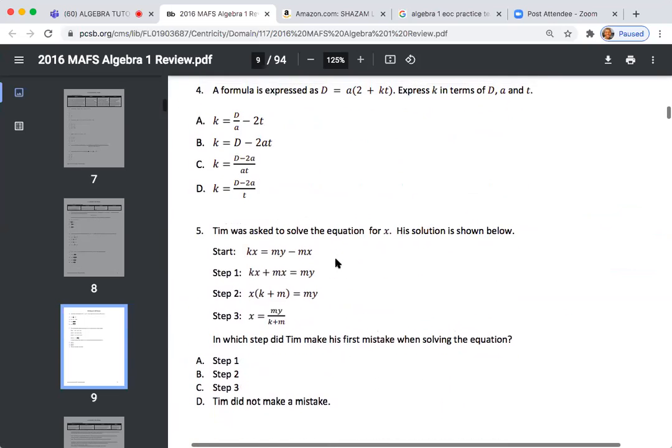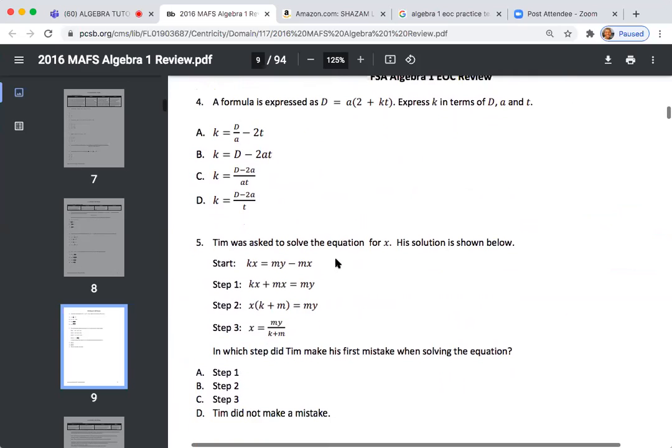Okay, all right, so let's go ahead and go to number 4, Brendan. Which one are we solving for in this one? We're solving for K. All right, Brendan, you ready? A formula is expressed as D equals A times the quantity 2 plus KT. Express K in terms of D, A, and T, okay? So for this one, they want you to solve for K.